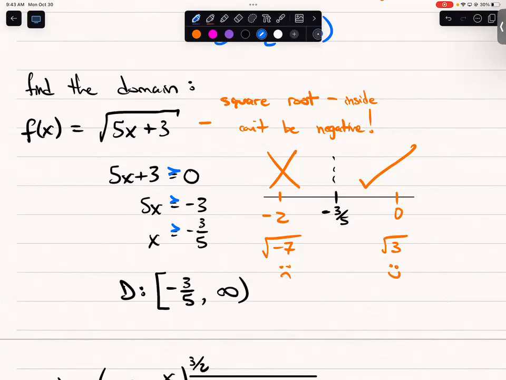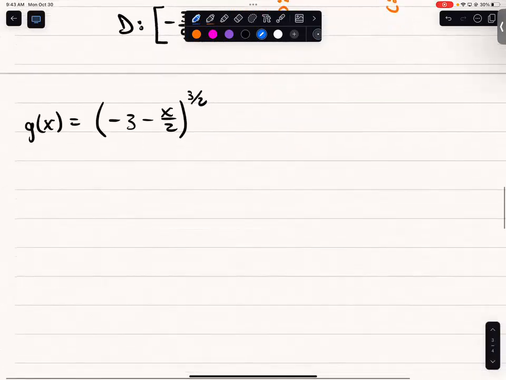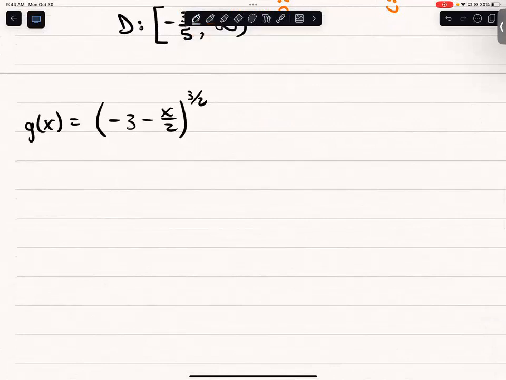Okay. Now this looks different, right? This doesn't look like it's even the same kind of thing, except what does that 3/2 power mean? It's a square root and a cube.